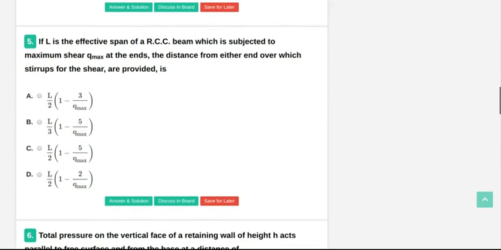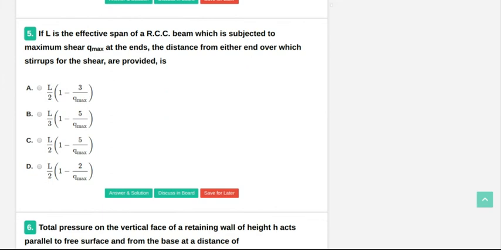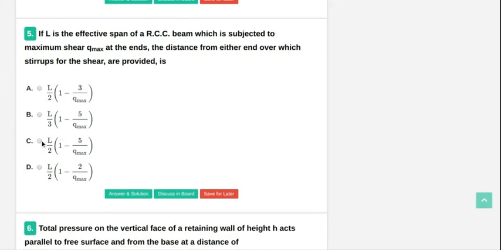If L is the effective span of an RCC beam, which is subjected to maximum shear Qmax at the ends, the distance from either end over which the shear stirrups are provided is L/2 (1 minus 5 Q max).